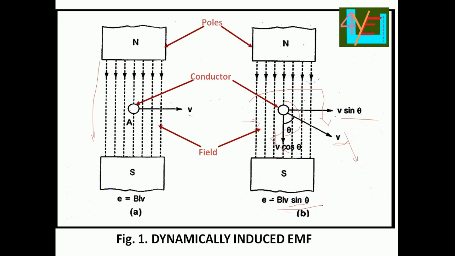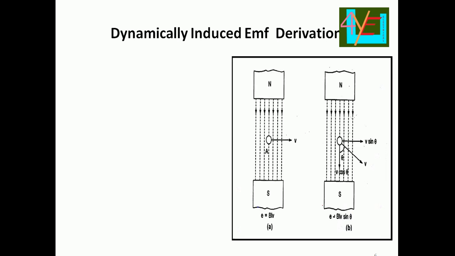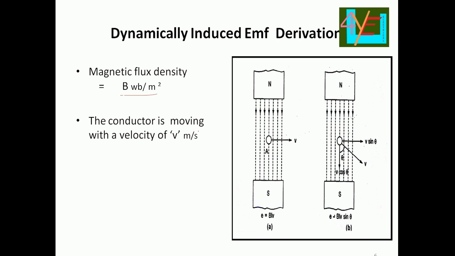Poles, conductor and field. Okay, so here is the derivation for the dynamic induced EMF. Here the magnetic flux density is B, Weber per meter square. Next, the conductor is moving with the velocity v, meter per second.